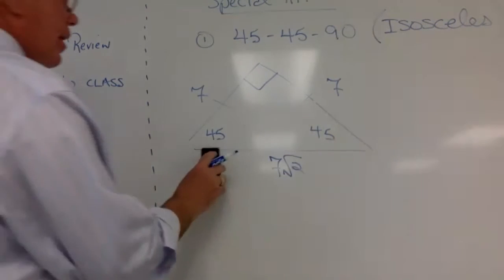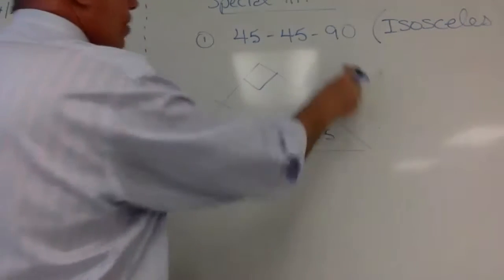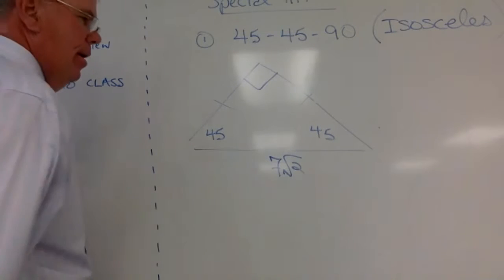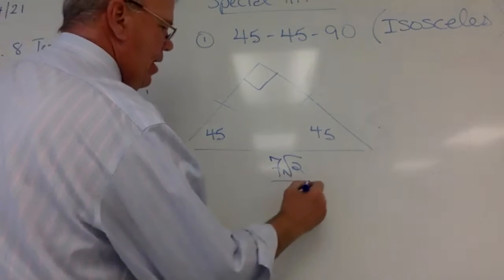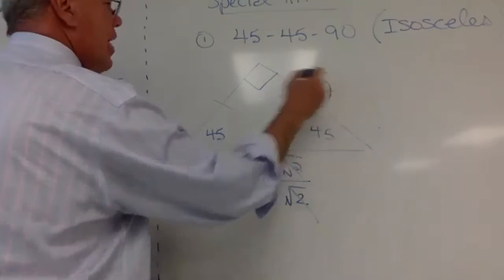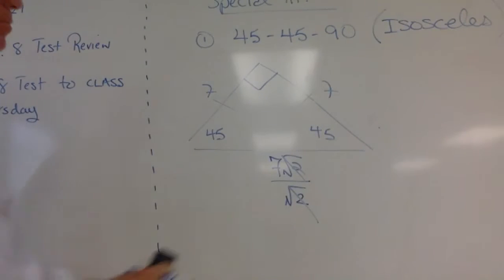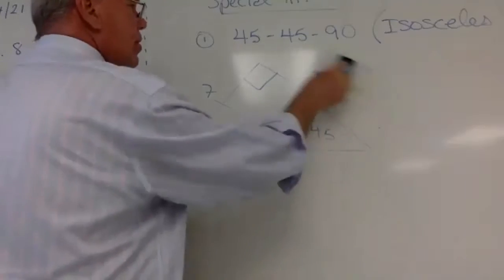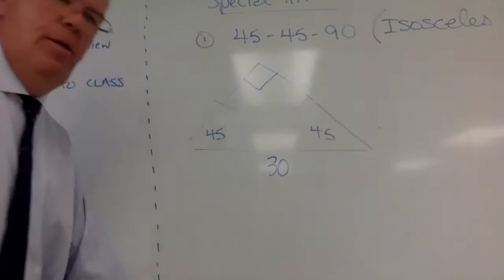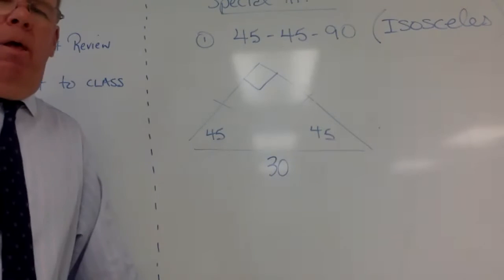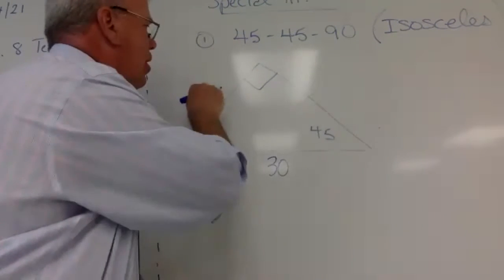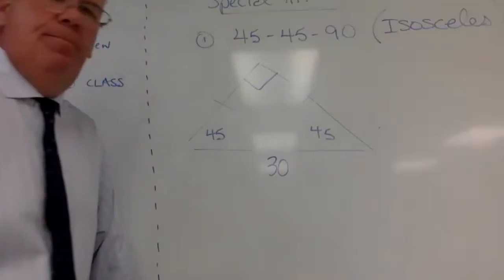All right? Now, what if I give you that? What would you do? Divide by radical 2. What are you left with? 7. I'll give you a little harder one. What if this is 30? How do you get rid of that?